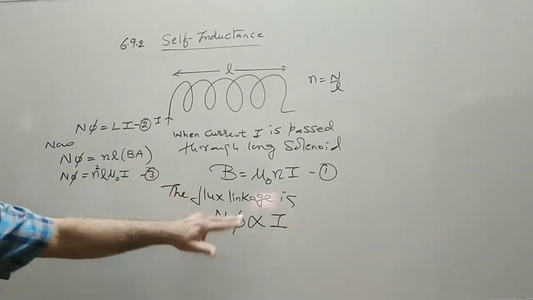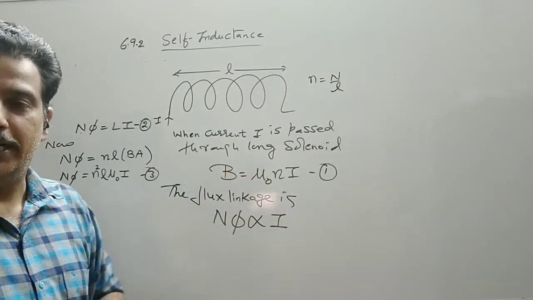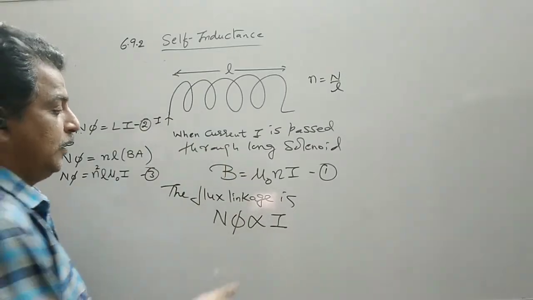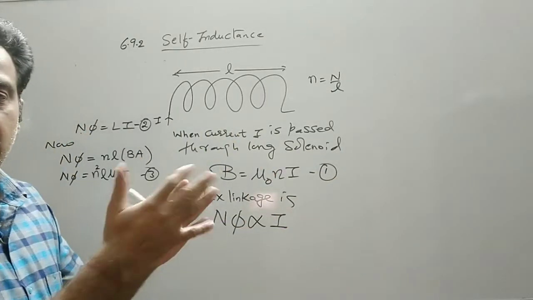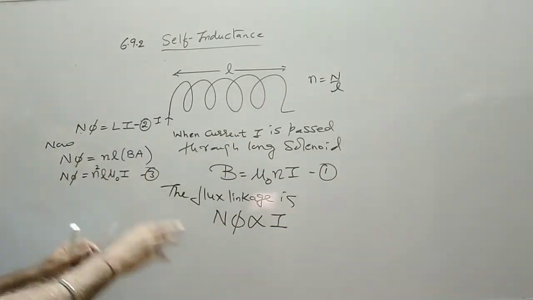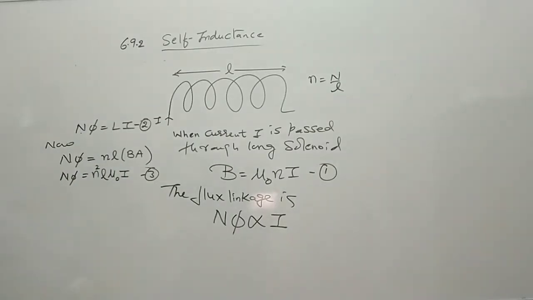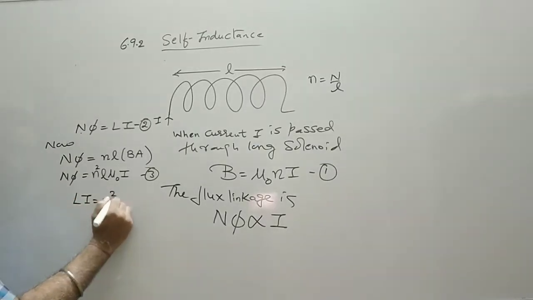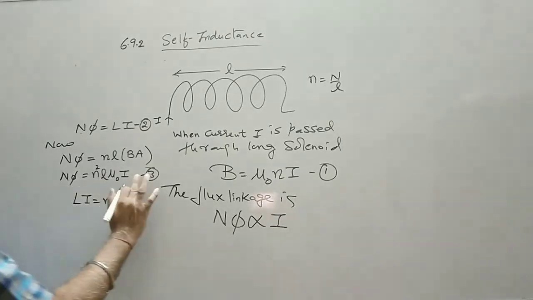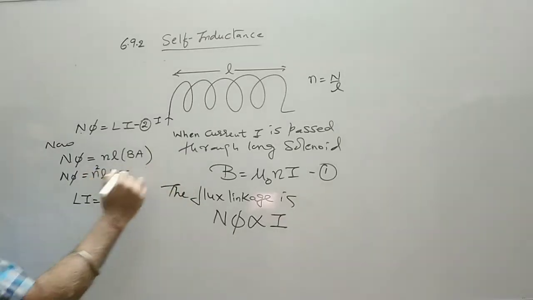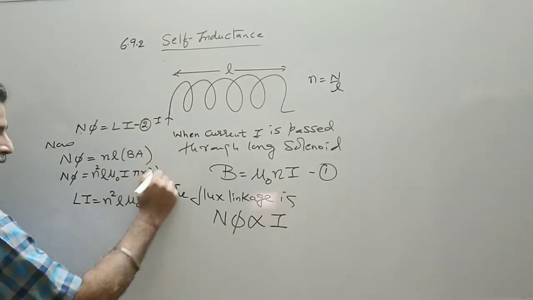Same way, same steps as we did in mutual inductance. The only difference is there the current was passed through one coil and the induction was in another coil. Here same coil, same induction. Now if I compare equations 2 and 3, then L I is equal to n squared l into mu naught n I, and there is the area left, that is pi r squared.